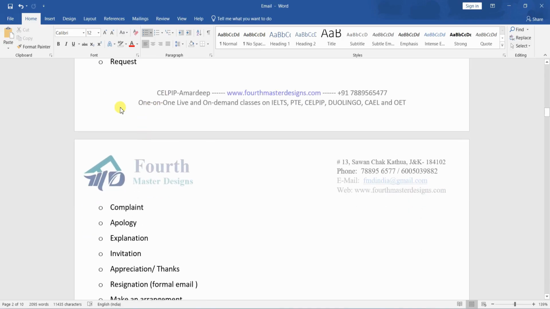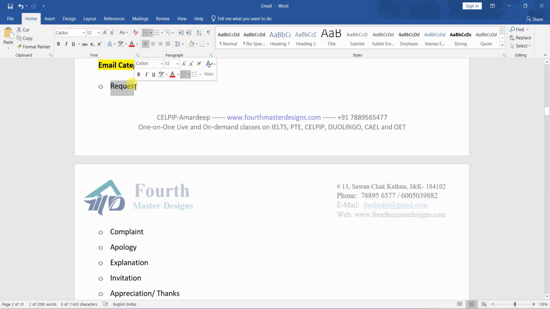Then come the categories. You can see I have categorized them. Request: you are requesting your friend to attend the party. Or you bought something, let's say an air conditioner, and now you are requesting the company to fix it, that is a semi-formal email. Complaint: you went to a restaurant and the service was not good, so you are complaining. Now the customer has complained and you are writing back to the customer, it is going to be an apology.